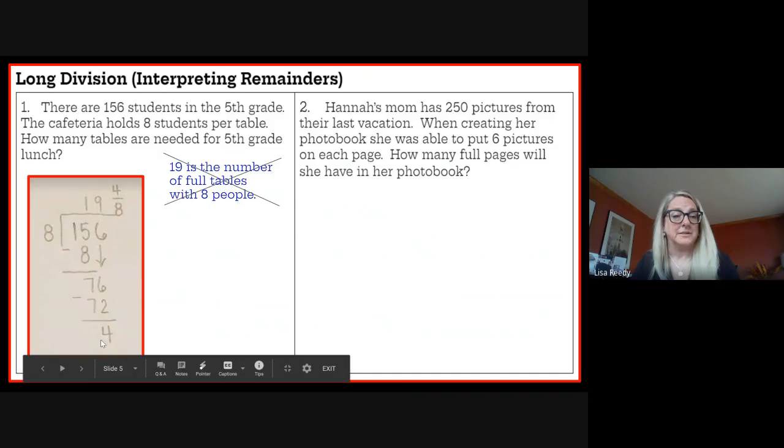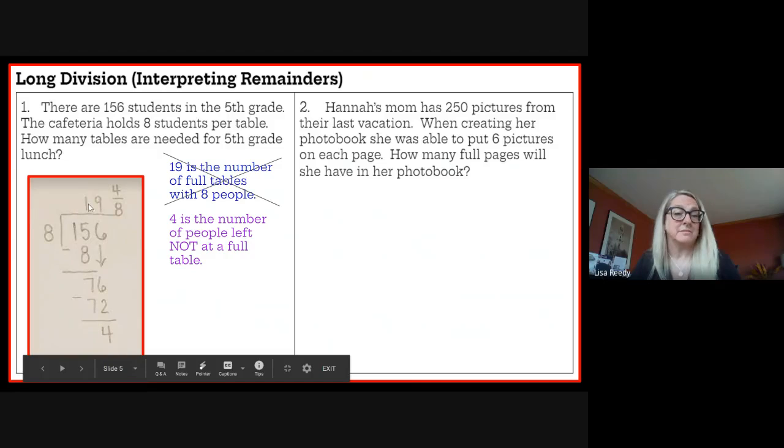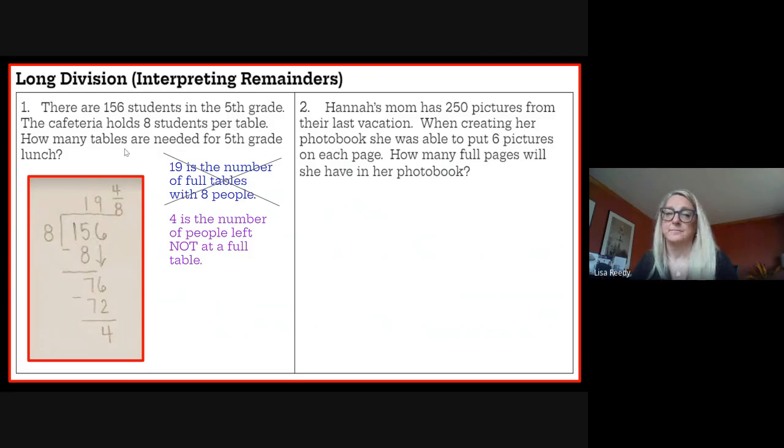Another thing we have down here is this 4. What does that 4 represent? 4 is the number of people left not at a full table. So there's 19 full tables of 8, and then there's 4 more people that are not at a table. Is that the question that they're asking? How many tables are needed for 5th grade? Answer is not 4. So then we have to think about it. I want to know how many tables we need.